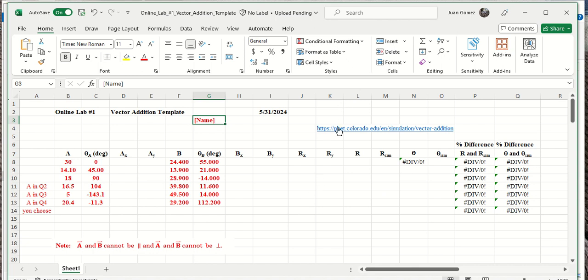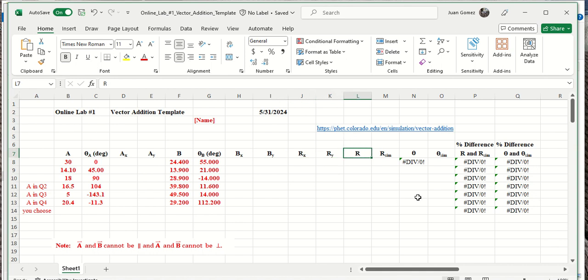We'll get to the link to the simulation in just a second, but notice column B, that's the vector A. Column C, that's theta A, the angle of vector A. Then column F is vector B. Column G is theta B, the angle of vector B. Then notice you have here AX, the X component of A, and AY, the Y component. Likewise for B, column H, BX, and column I, BY. Then column J, RX, and column K, RY.